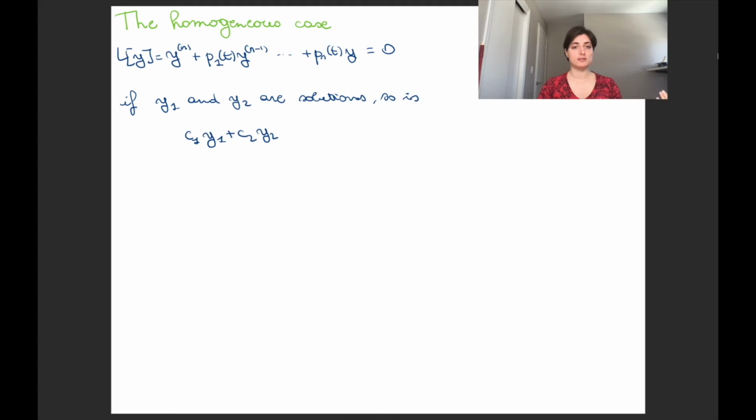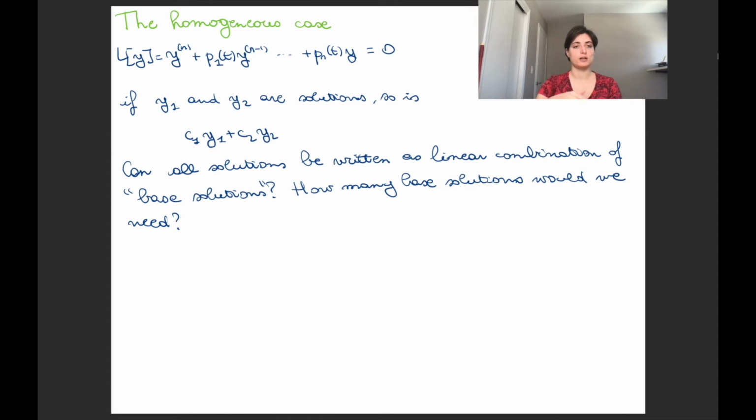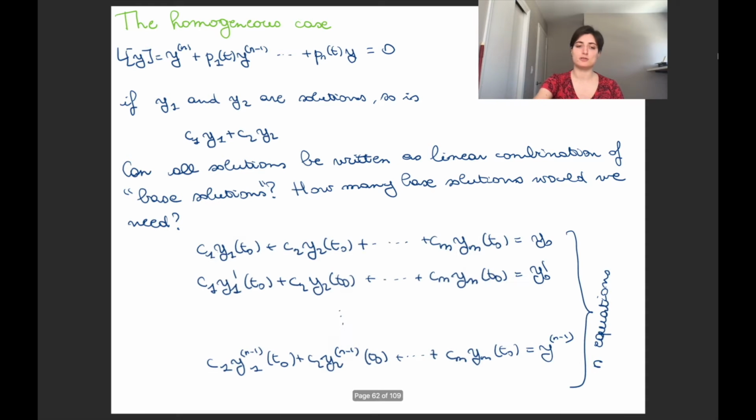In the homogeneous case, we'll see that it's very similar to the homogeneous case in the second order ODEs. In particular, if in the homogeneous case we have two solutions, then any linear combination of these two solutions is also a solution. Can we write all solutions as linear combinations of base solutions? And how many base solutions do we need? So assuming that, as in second order, we can write all solutions as sums of base solutions, how many base solutions are there?